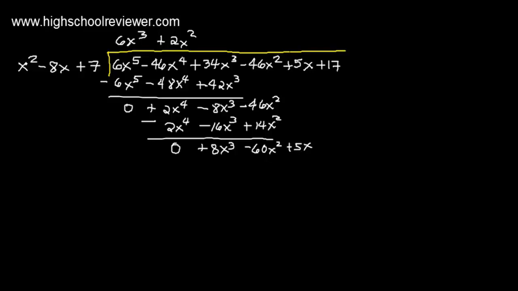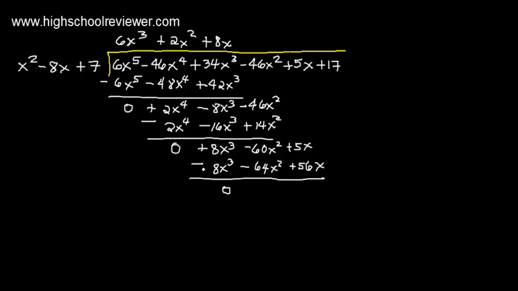8x cubed divided by x squared. This will be equal to positive 8x. 8x multiplied by x squared. This is equal to 8x cubed. And then 8x multiplied by negative 8x. This is negative 64x squared. And positive 8x multiplied by positive 7, this is positive 56x. And perform subtraction. 8x cubed minus 8x cubed, this is 0.